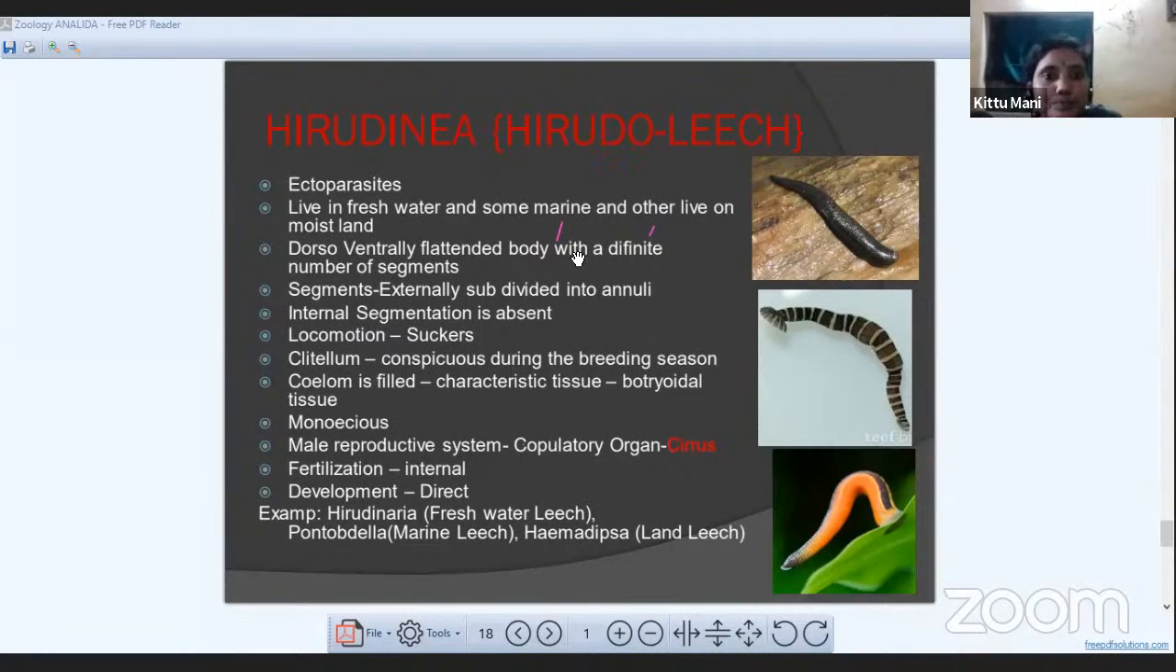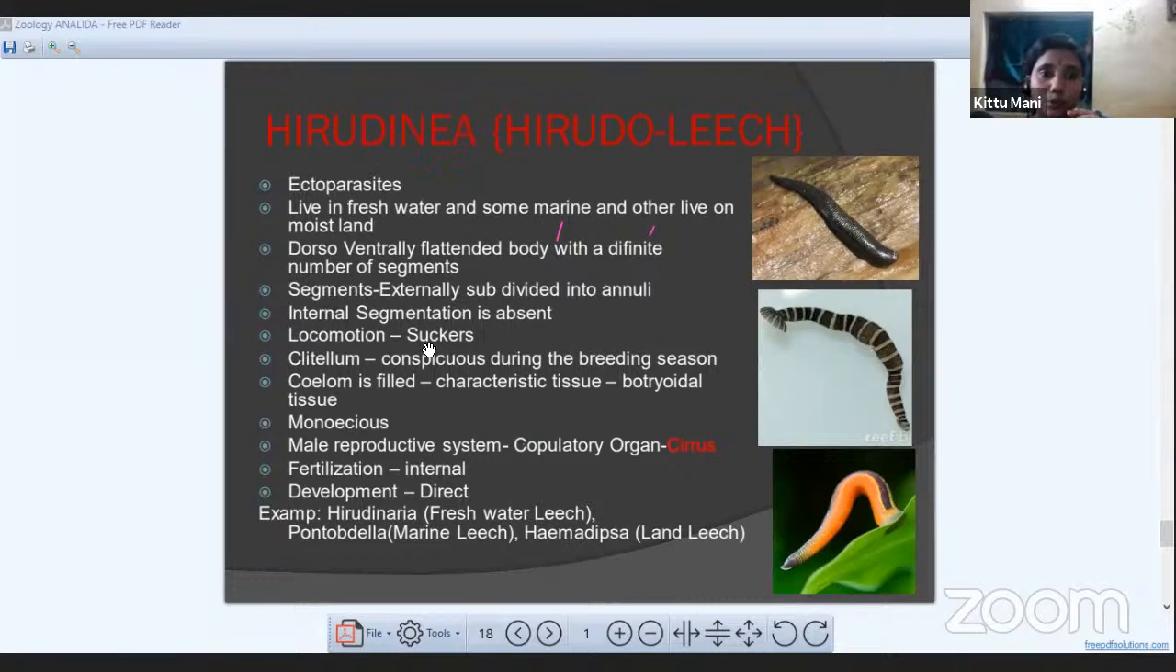Okay, we will observe a definite number of segments. In the leeches, 33 segments are present. The definite number is present for the segments of these Hirudinea organisms. And then segments are externally subdivided into annuli. This is also very important, students. Internal segmentation is the opposite, but in the case of Nereis, we will observe internal segmentation also, externally and internally. But here internal segmentation is absent in the Hirudinea.